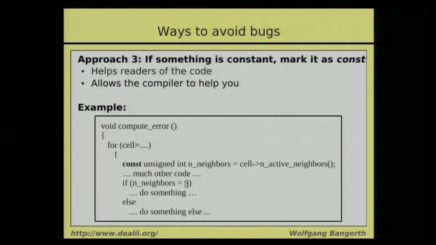But then also, for example, here I'm asking if nNeighbors equals 0. The compiler will tell me you can't do this. Because what I'm actually trying to do here, if I write just one equal sign, is to assign 0 to nNeighbors. That's not what I wanted. It's legal C++ syntax. What I really wanted to do is ask if nNeighbors equals 0. Because I've marked this variable as const, the compiler can tell me you can't do this, and it helps me spot an error that might have been difficult to find otherwise.